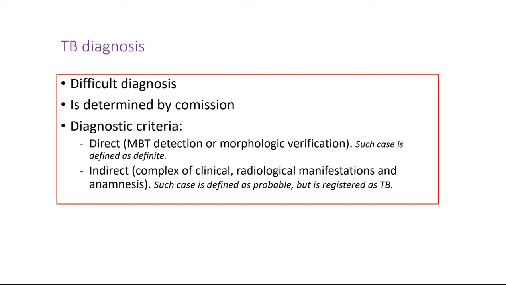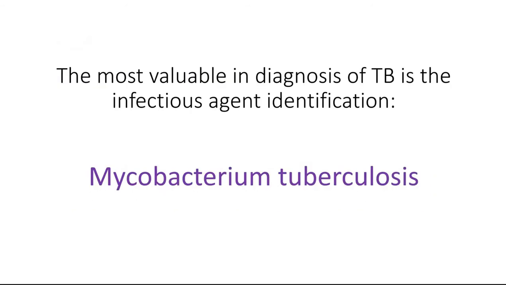And indirect diagnostic criteria are a complex of clinical, radiological manifestations and anamnesis. Such a case is defined as probable but is registered as TB. Etiological diagnosis is a set of different tests which we are using for identifying Mycobacterium tuberculosis.